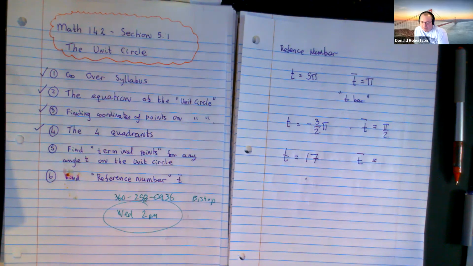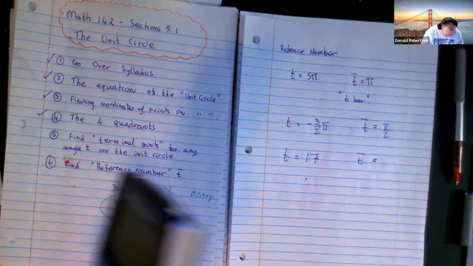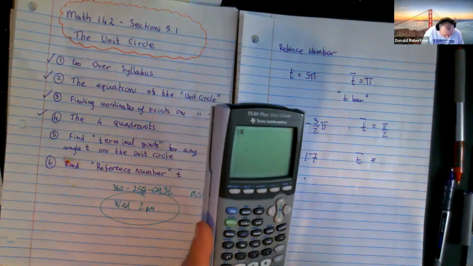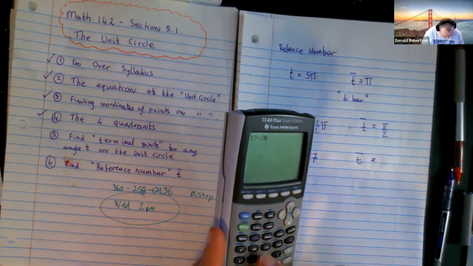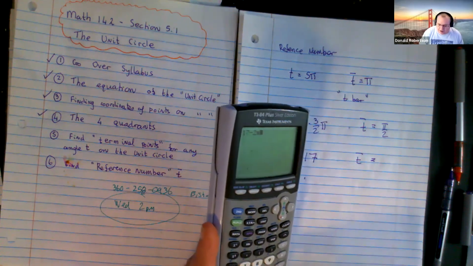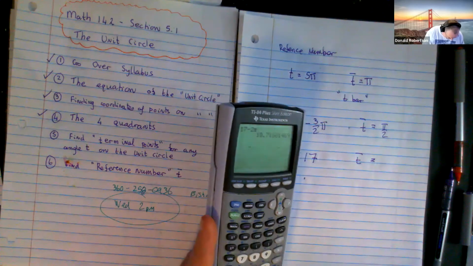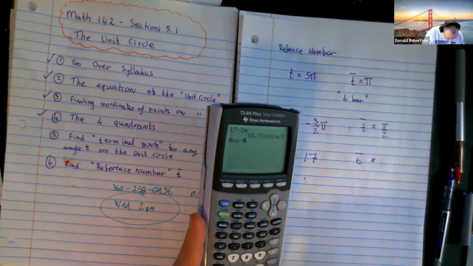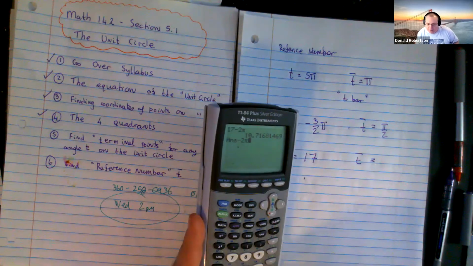Ooh. 17. Oh, by the way, 2 pi is roughly about 6.28. So isn't that too big? And what do you do when it's too big? Well, don't you subtract 2 pi from it? Great. So let's see what we got. 17, take away 2 pi. Oh, that's 10.7. That's too big. Okay, I'll take away 2 more pi. We got that one. That's okay.